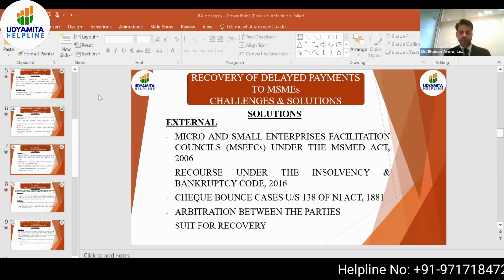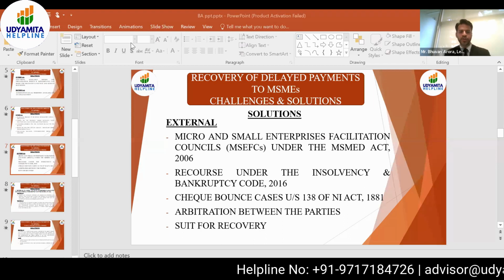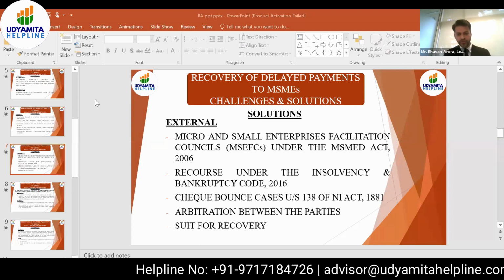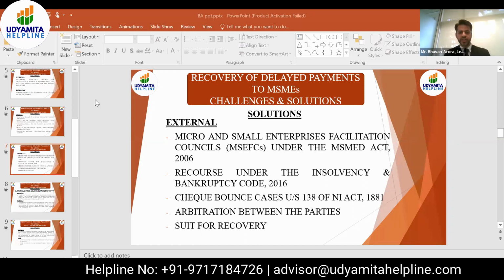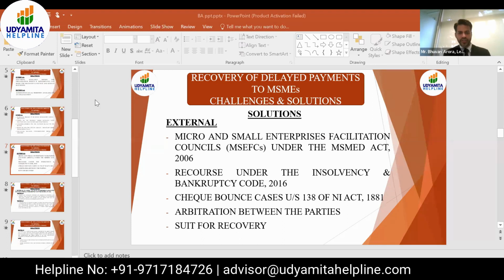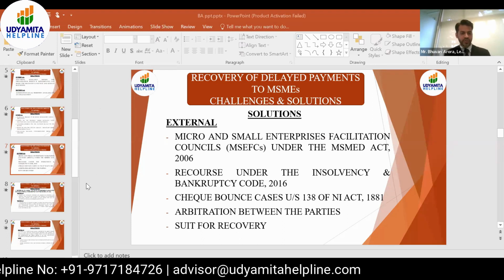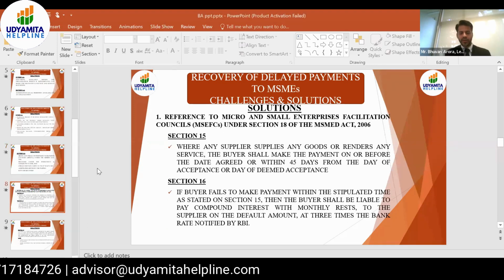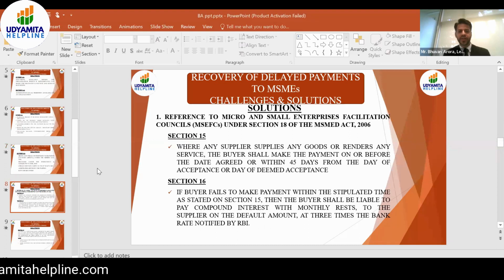Last but not least, suit for recovery. If my payment is stuck and I am not covered in any of the above external measures, then what will I do? I will file a suit for recovery. Suits for recovery are also majorly categorized into two heads. We will take care of that also in the coming slides. Next. Let us see how each court or each external option will help me in recovering my delayed payments. So first is reference to Micro and Small Enterprise Facilitation Councils.